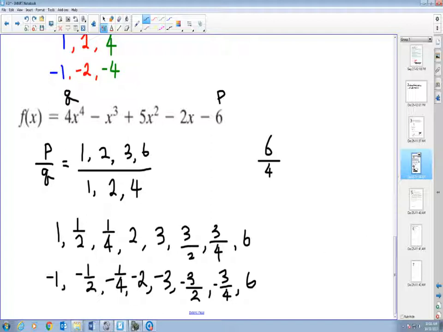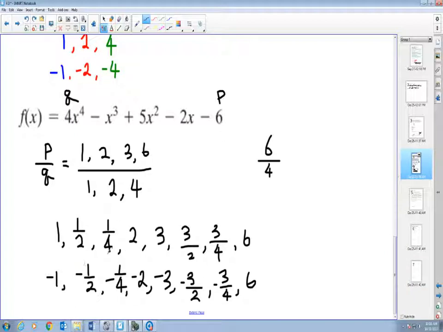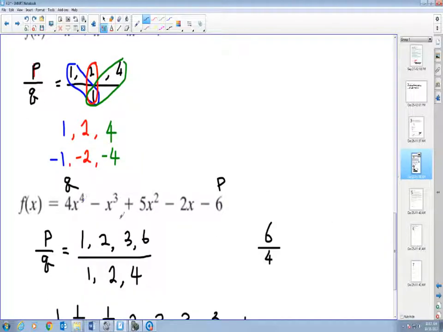So we will work on more of these as we go along in this section. This is going to become my first step for the ultimate way to find the zeros. We'll work on this some more.